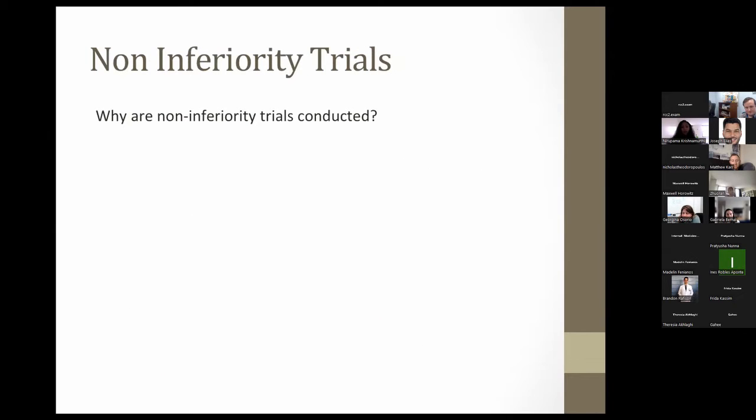So does anyone want to take a shot at why non-inferiority trials are conducted? I mean, you might as well just conduct a superiority trial, right? So why are so many non-inferiority trials conducted?